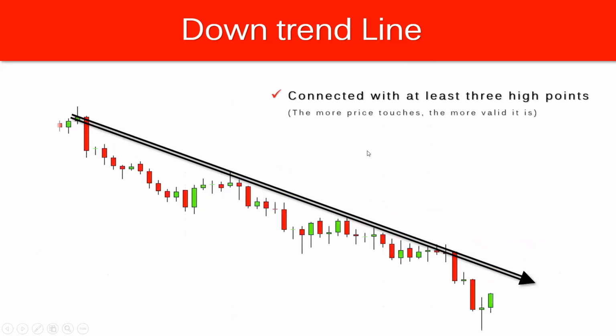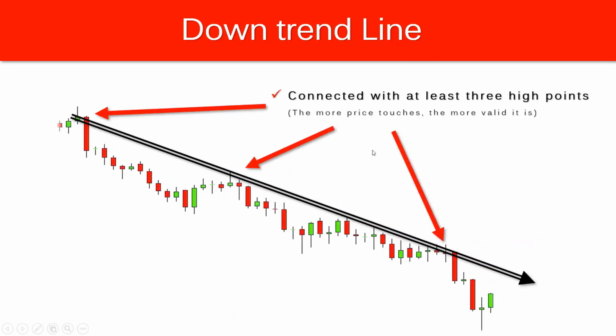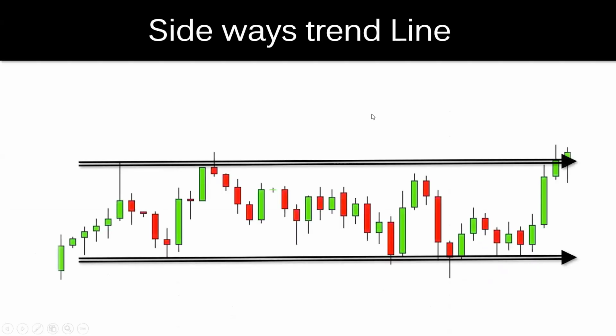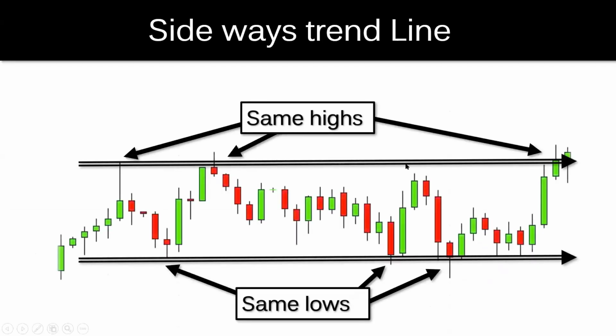The other thing is that we have to connect at least 3 points, so very similar to the uptrend. And then we have the sideways trend line. The sideways trend line is where there are the same lows and the same highs, all right? Notice that I have used a sideways, or they call this a range-bounded trend.